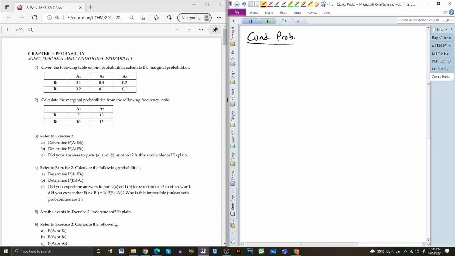Now, conditional probability. Yesterday a student asked me how to identify which one is given or which one is not given. So for that, let me give you one simple example. Let's say there are 10 students in a group.